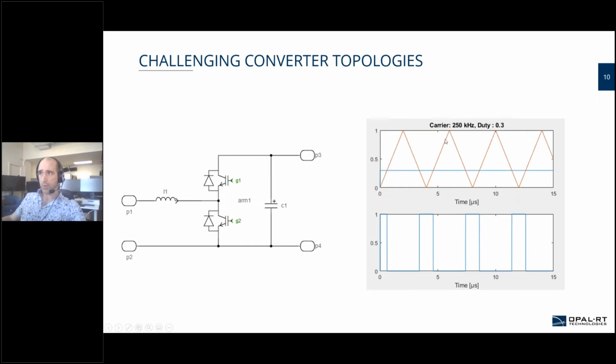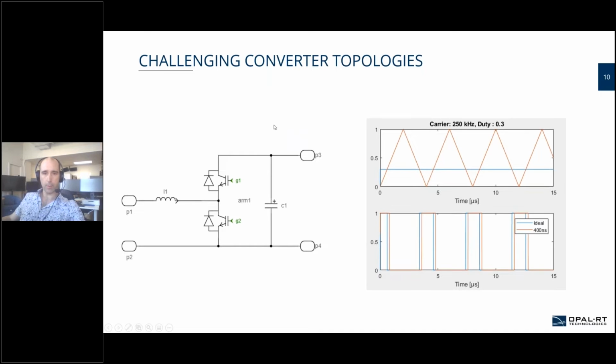So if we generate a 250 kilohertz PWM, this is the expected result that we're having. Now, if the same converter is sampled in a simulation running at 400 nanosecond, that is actually the signal that is sent to the model. And when you look, you see that there is a small phase shift between the actual signal that you should get and the one that you are actually getting. But you say, okay, it's not so bad. It's pretty close to what we would be expecting.